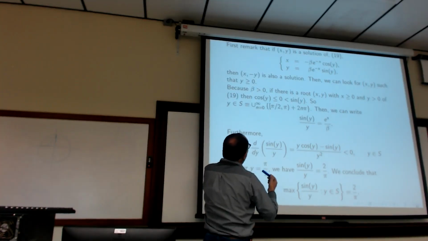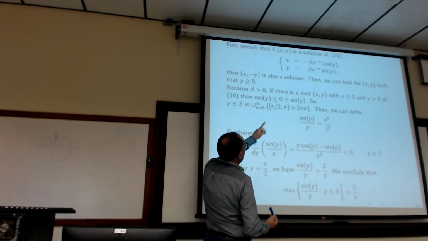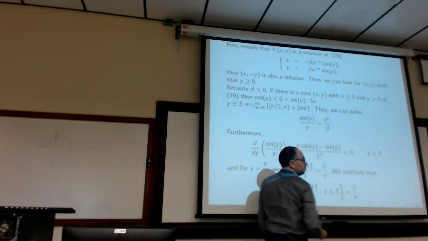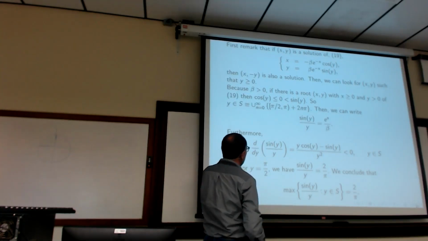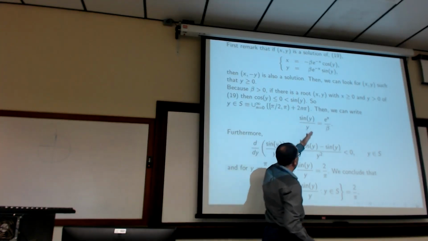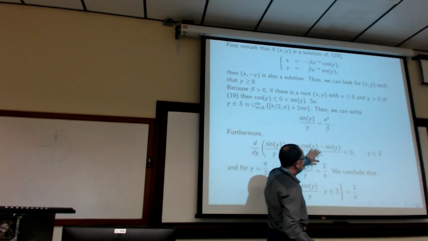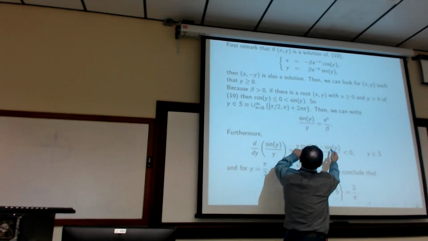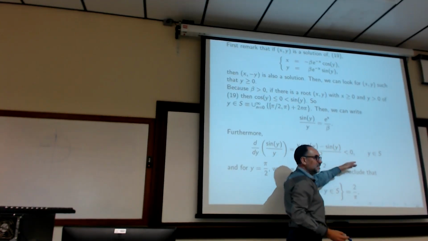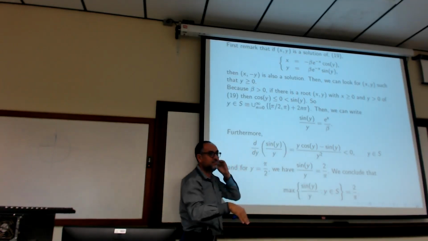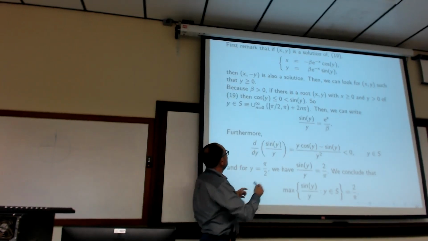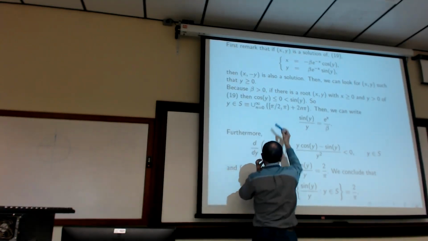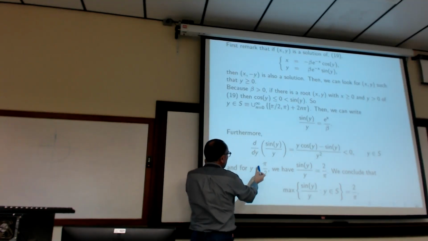As we are in this space, now you can divide by y and you transform the second equation of the system to this. If we calculate the derivative of this function, it's easy. We can see that it is negative because cosine is negative and sine positive. That means this function is decreasing. That means the maximum is at this point. As it's decreasing, the maximum is for y equals pi over 2.